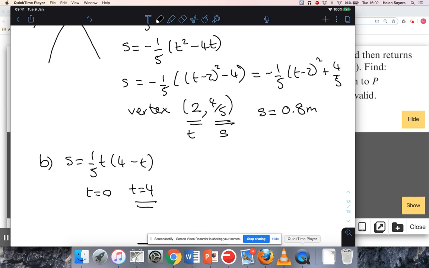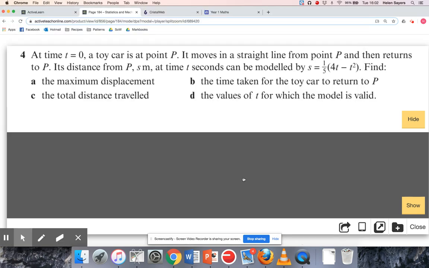So in fact, that is the answer to part B. So it started at P, so it was at P when t is 0, and then it got back to P when t is 4. So let's just have a think. So that's what this quadratic looks like. We've got an intercept at 0, we've got an intercept at 4. We worked out the vertex for part A. Okay, so that's a more accurate sketch of the graph, which might help to clarify what we were doing in part A.